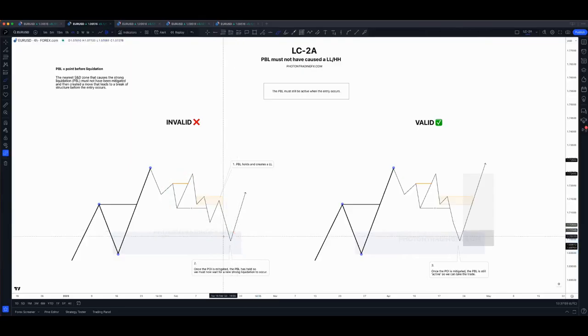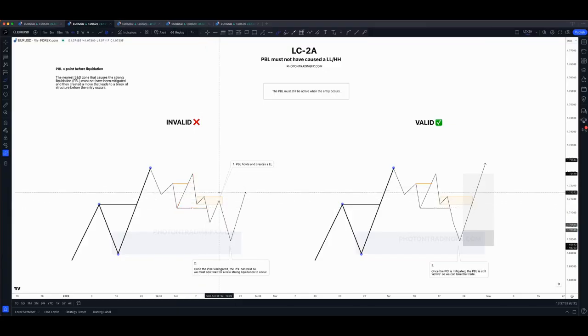Obviously step one is wait for the POI mitigation, so that will be here. At this very moment, we then look left and ask ourselves, has there been a strong liquidation? Well, in this example, there has been, because this low broke that high, therefore it's a strong low. That low was then liquidated. So when we get the mitigation here and we look left, yes, there has been a strong liquidation. But then the second question is, is that strong liquidation still valid? Do we still have that active strong liquidation for us?